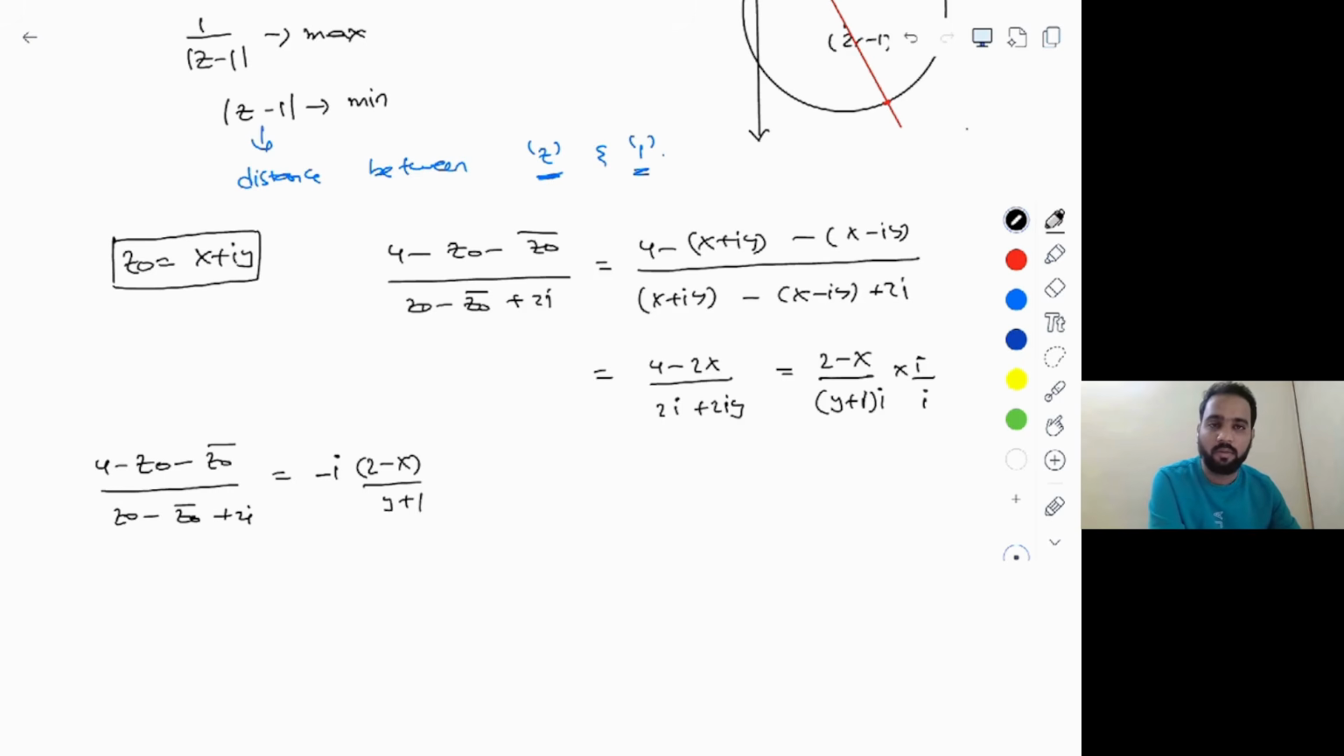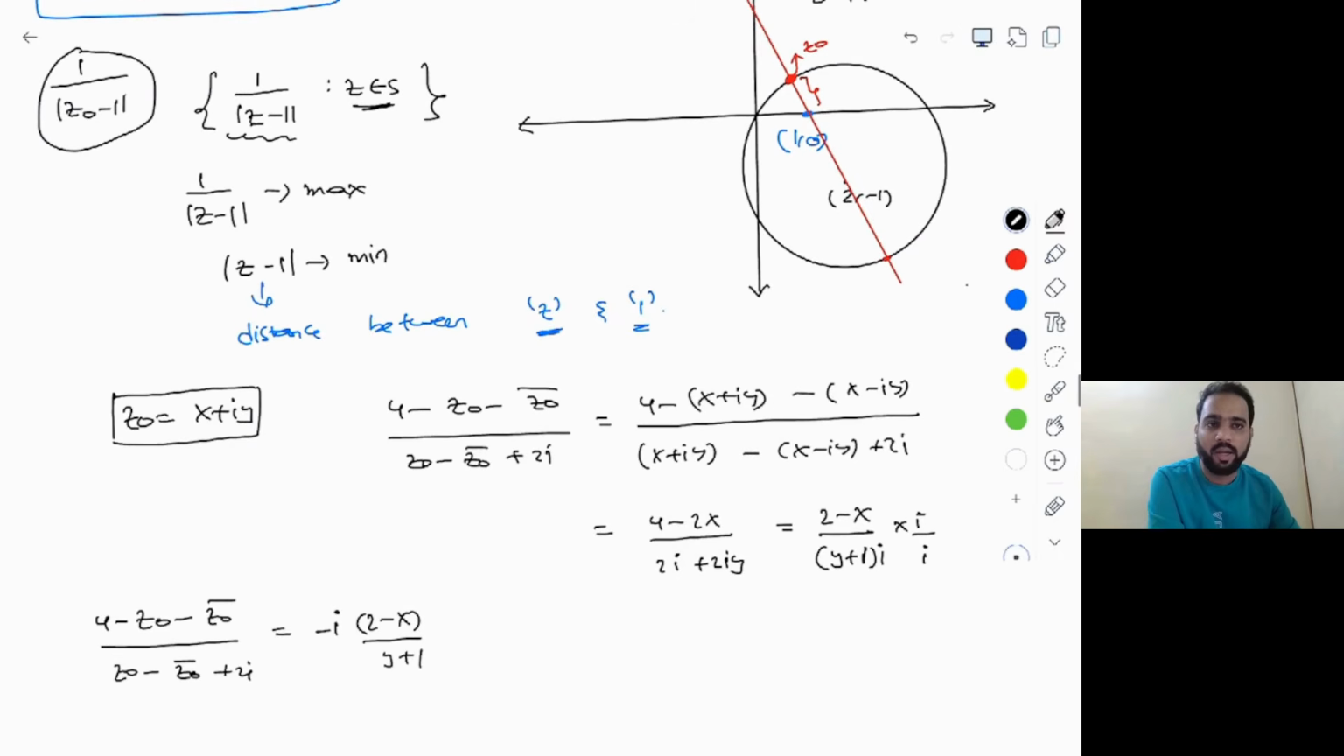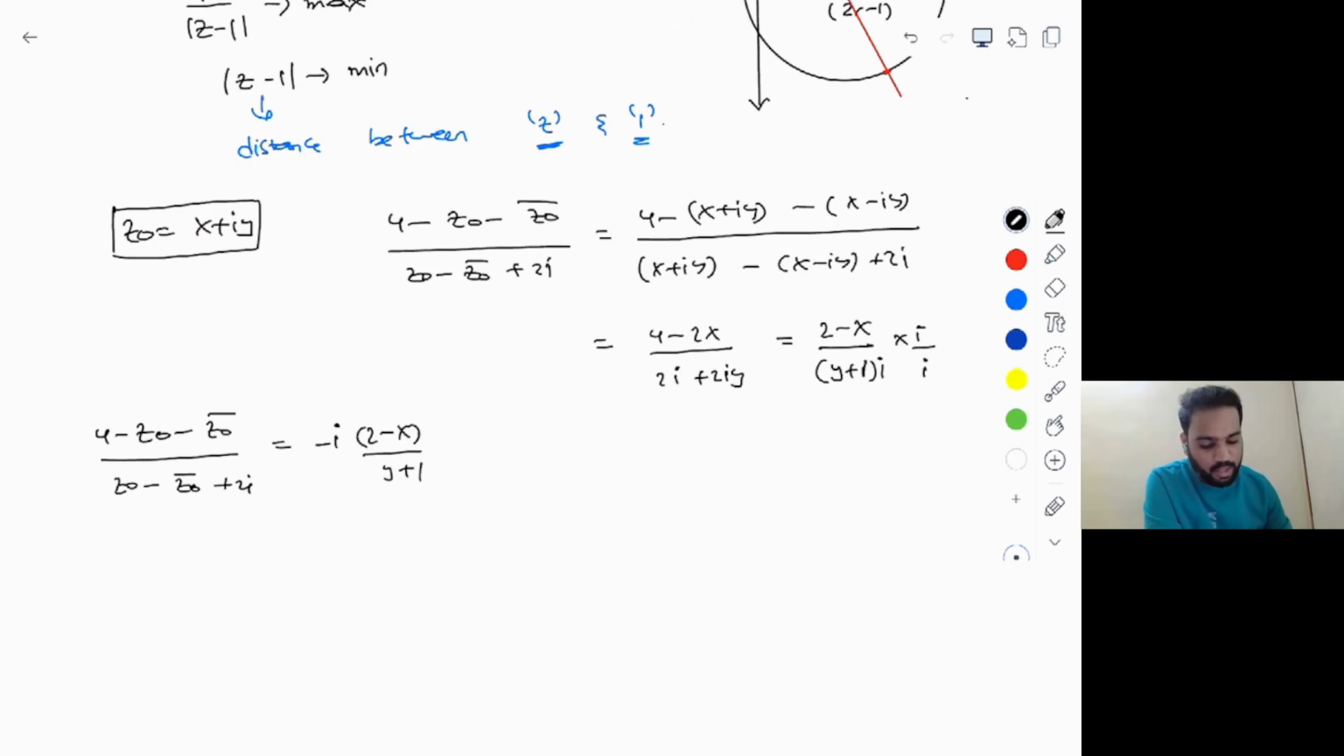But the question is what? We have to find out the argument of this complex number. Now, the reason why I told that finding z naught is not important here is the simple reason because here x and y are real numbers, because when you take a complex number as x plus iy, x comma y must be real numbers here.